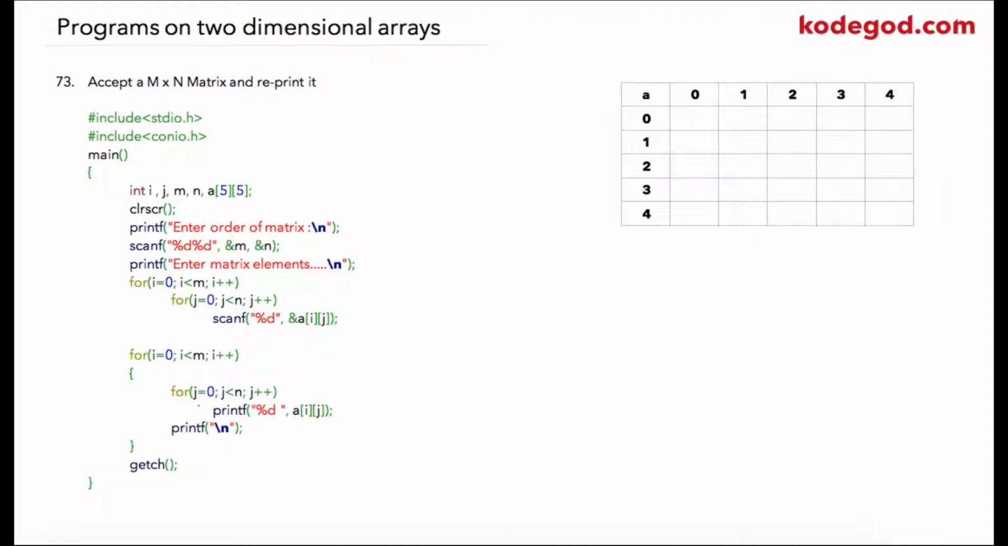Now we are going to check a few programs on two-dimensional arrays. In the first program, we are going to accept an m by n matrix from the user and reprint it. As we have seen in the theory lecture, in case of matrices or when we use two-dimensional arrays, these are your rows and these are your columns.